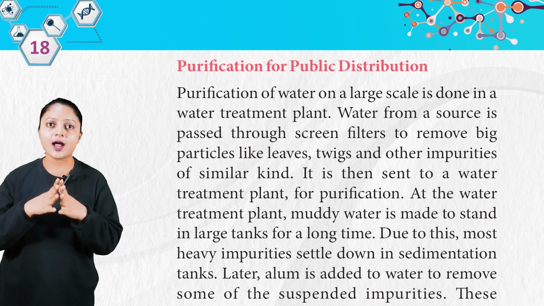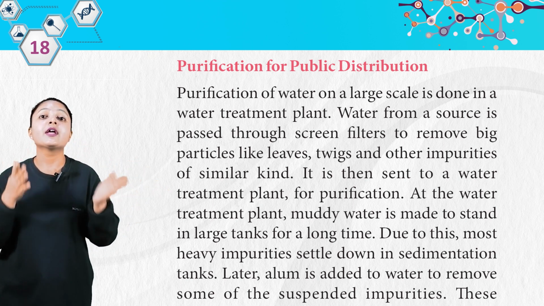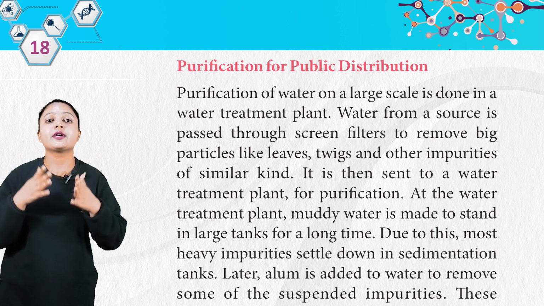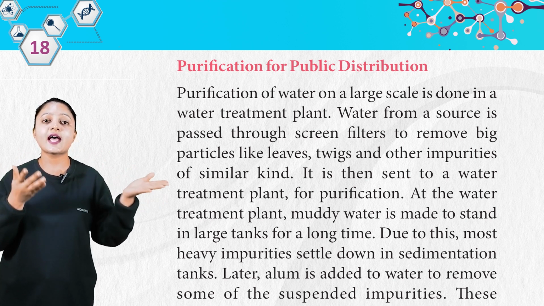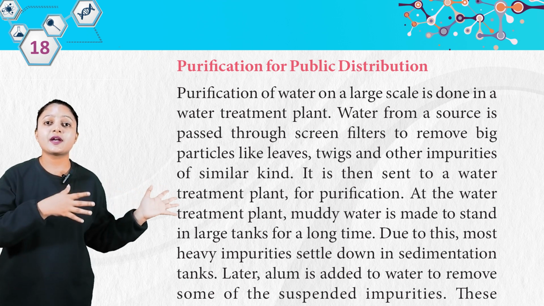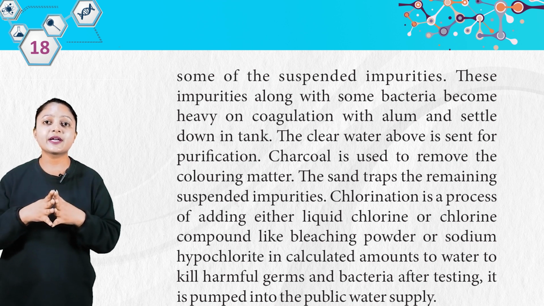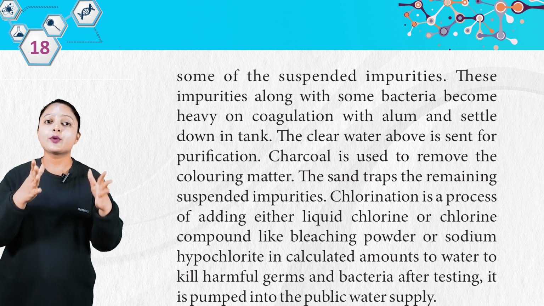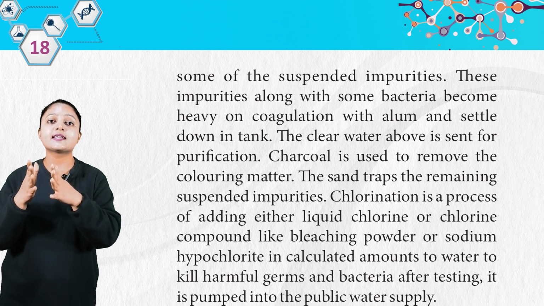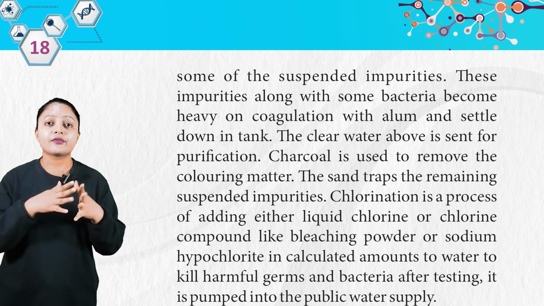At a water treatment plant, muddy water is made to stand in large tanks for a long time. Due to this, most heavy impurities settle down in sedimentation tanks. Later, alum is added to water to remove some of the suspended impurities. These impurities, along with some bacteria, become heavy on coagulation with alum and settle down in tank. The clear water above is sent for purification.